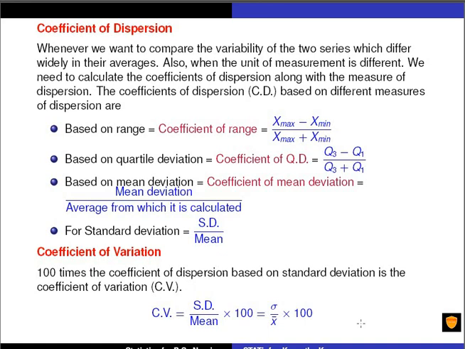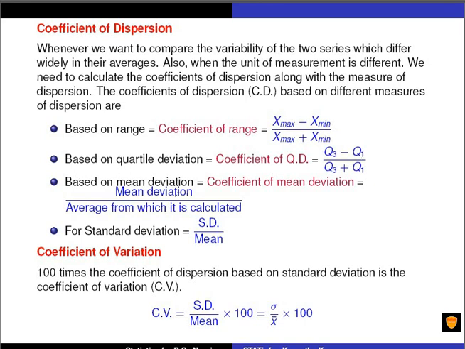It is a relative measure because we use all the absolute measures that we calculated earlier, that means range, mean deviation, quartile deviation and standard deviation, for calculating these coefficients. I have already told you that when the series are of different units and you want to compare them, only then we go for relative measures of dispersion. So this is the coefficient of range, that means based on range, what is the coefficient of dispersion? The formula is x max minus x min divided by x max plus x min. Based on quartile deviation, the formula is Q3 minus Q1 divided by Q3 plus Q1, where Q3 is the third quartile and Q1 is the first quartile.